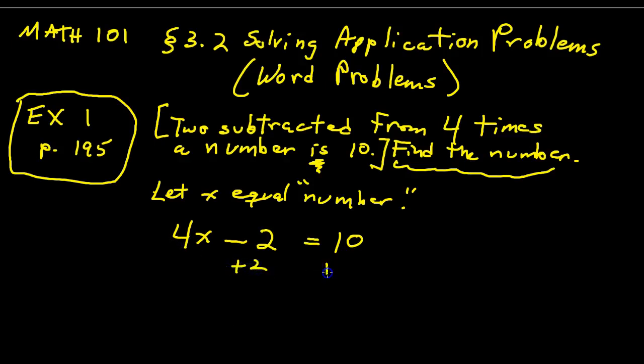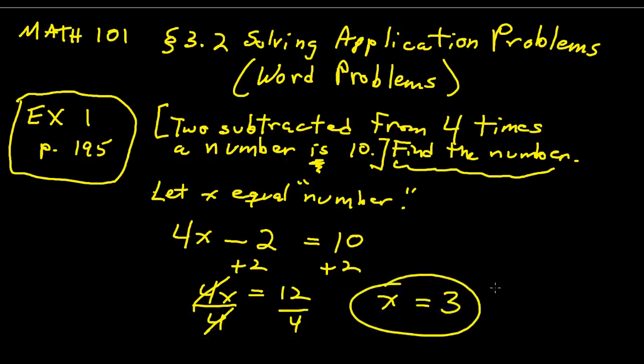Of course, we'll add 2 to both sides once we get the equation set up. So 4x equals 12. Divide both sides by 4. 4's cancel out on the left, and I'm left with x equals 12 fourths, which of course simplifies to x equals 3.